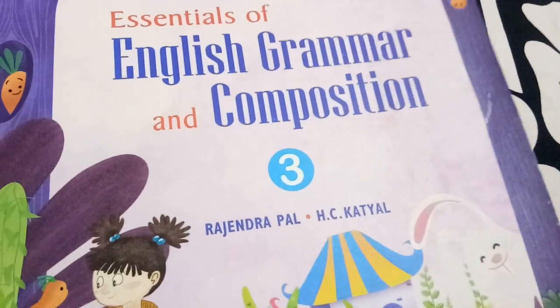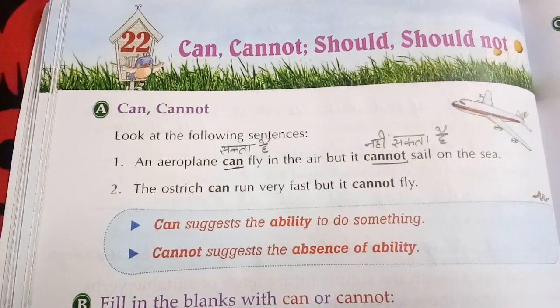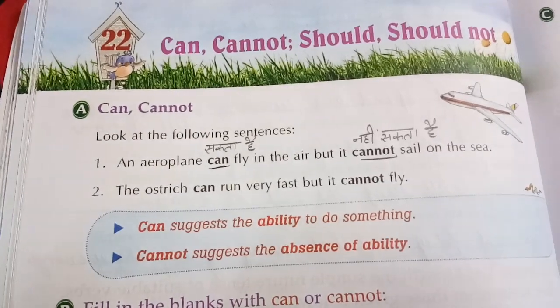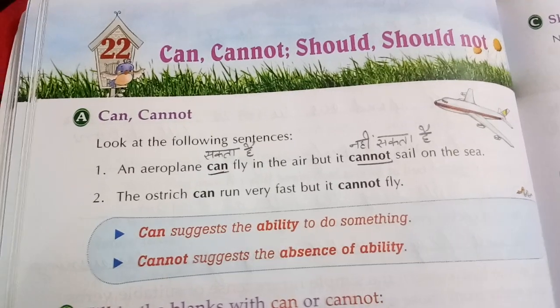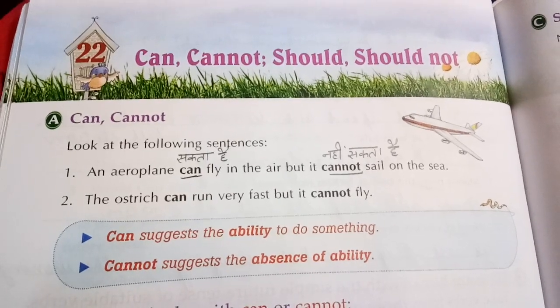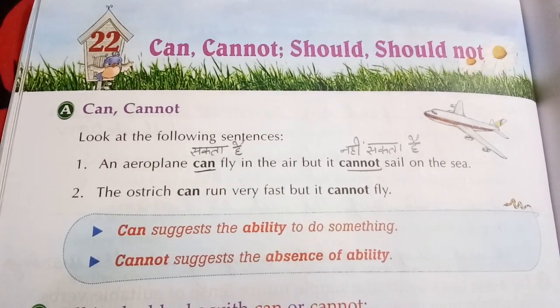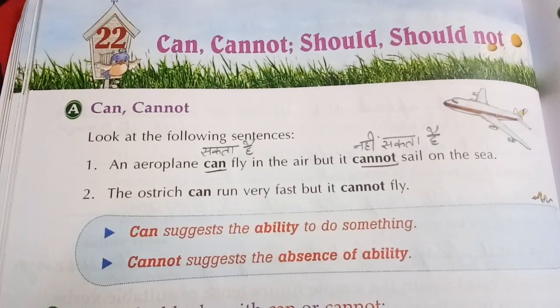So children, take your books. Open your books on page number 56. Today we are going to start with our chapter number 22, which is use of can, cannot, should and should not. Children, can and should are two of the modals which we are going to do in class 3. Cannot and should not are their negative forms. Cannot is the negative form of can and should not is the negative form of should.